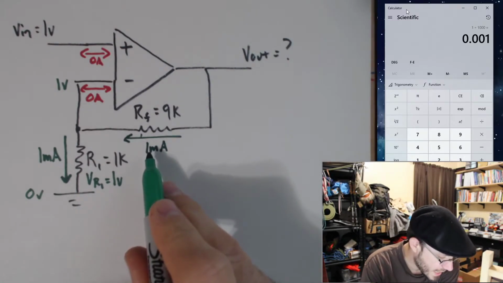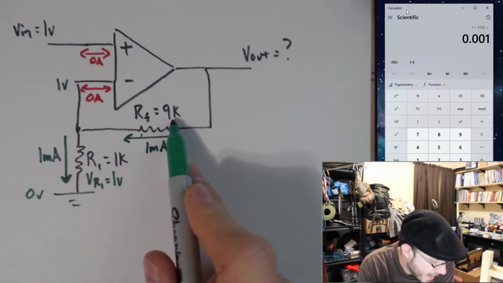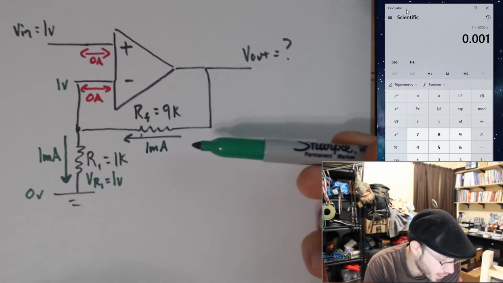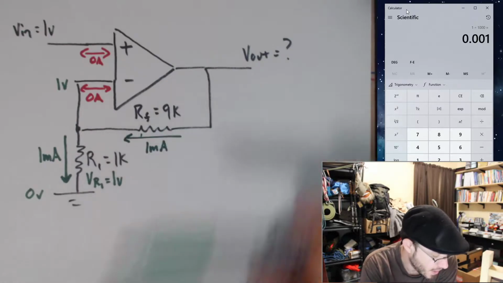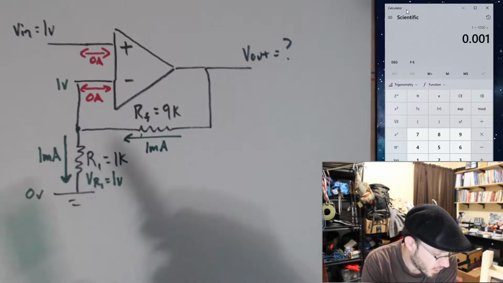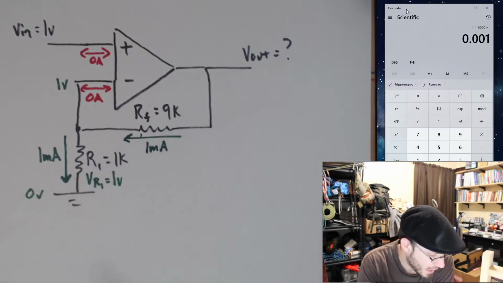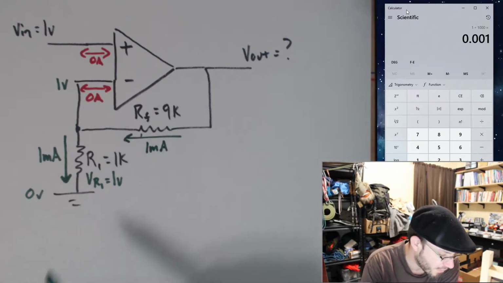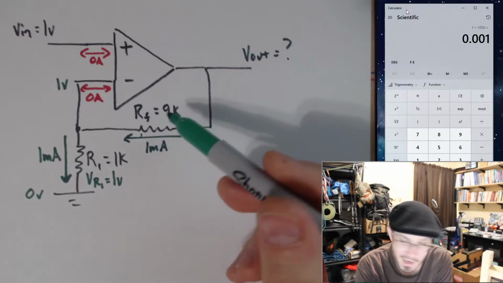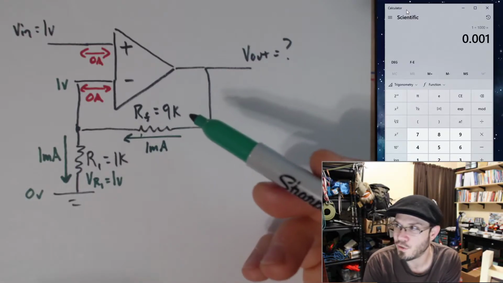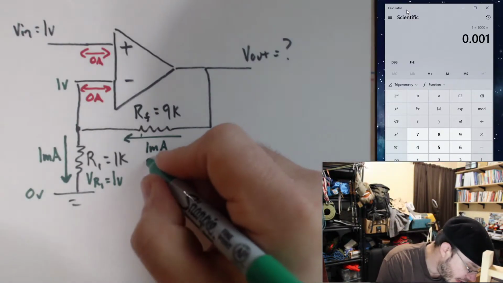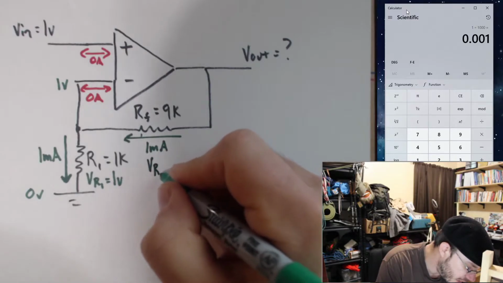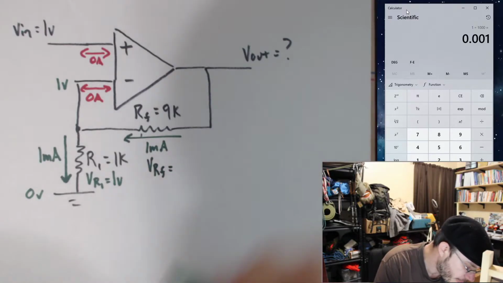Cool. Okay, so now I know I have 9K here and I have 1 milliamp flowing through my feedback resistor because I used Kirchhoff's current law to get at that 1 milliamp here. So now can I figure out the voltage drop across RF? Well, I know the current going through it. I know the resistance of it. I got 2 of my 3. Let's go ahead and solve for VRF.